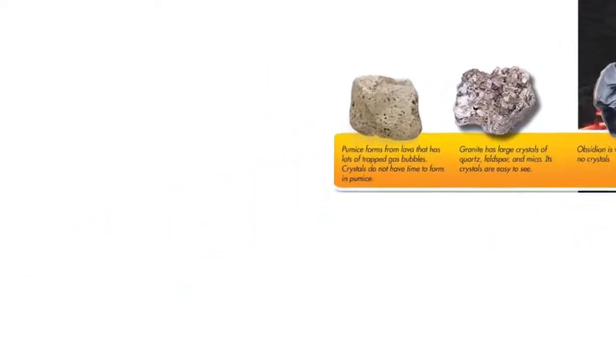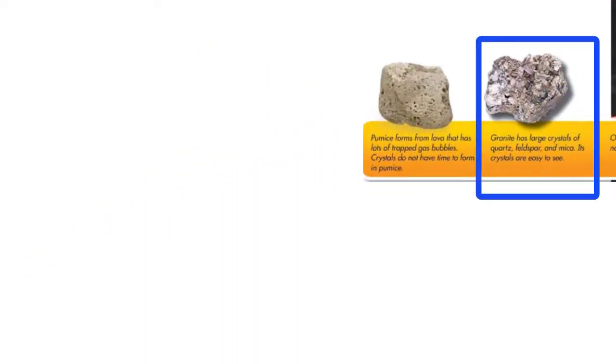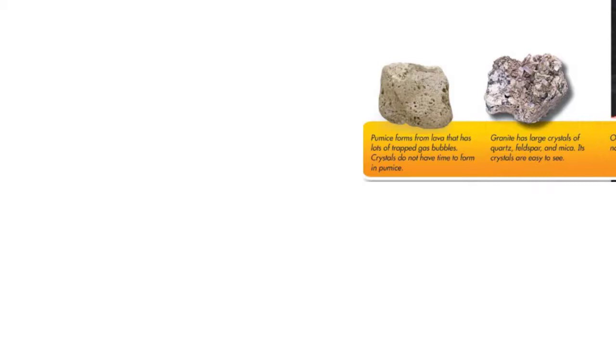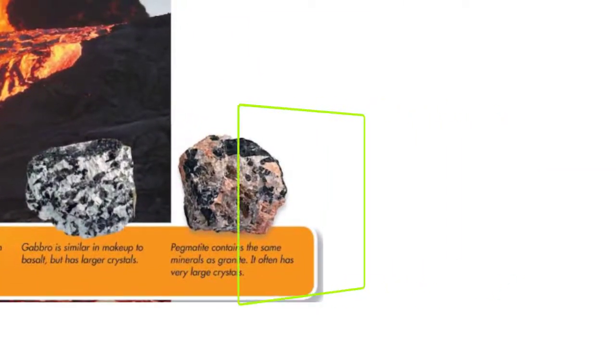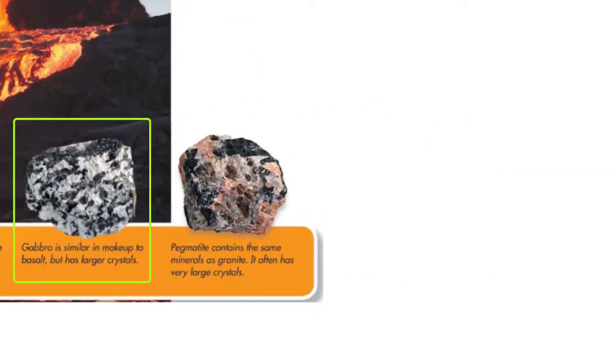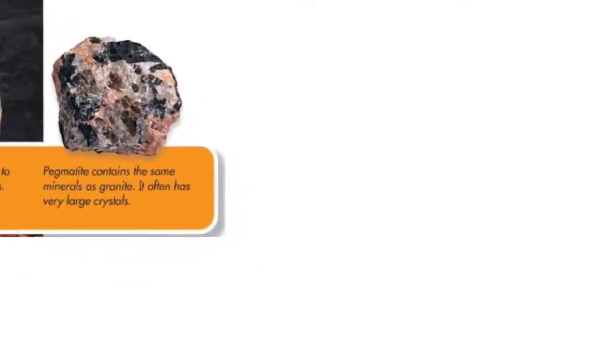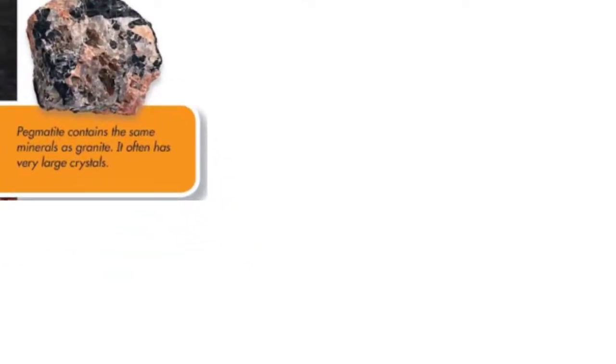For example, granite has large crystals of quartz, feldspar, and mica. Its crystals are very easy to see. Also, gabbro is similar in makeup to basalt but has larger crystals. Finally, pegmatite contains the same minerals as granite. It often has very large crystals.